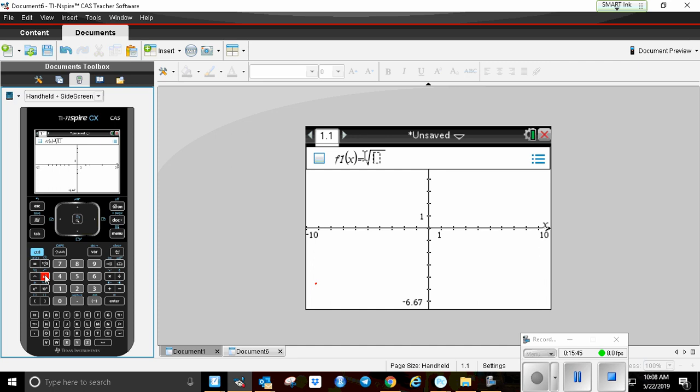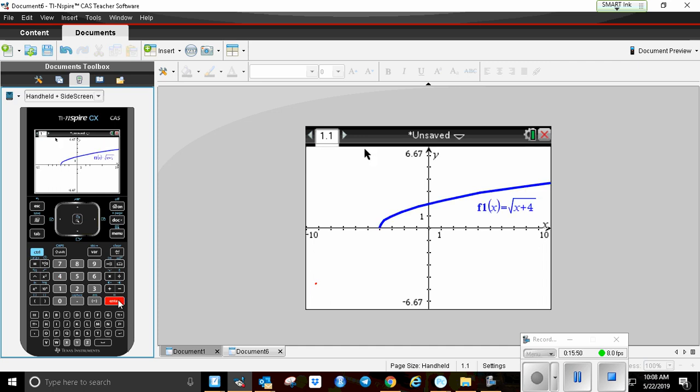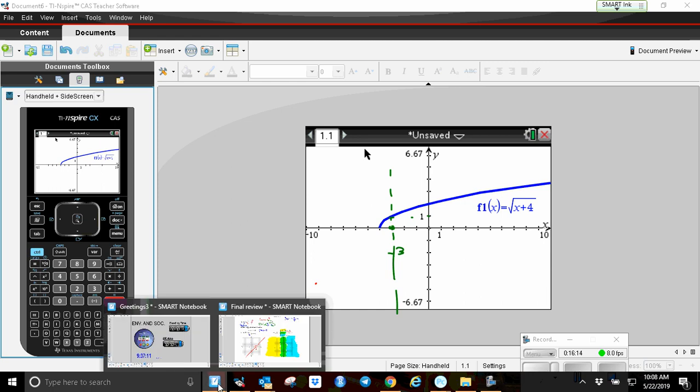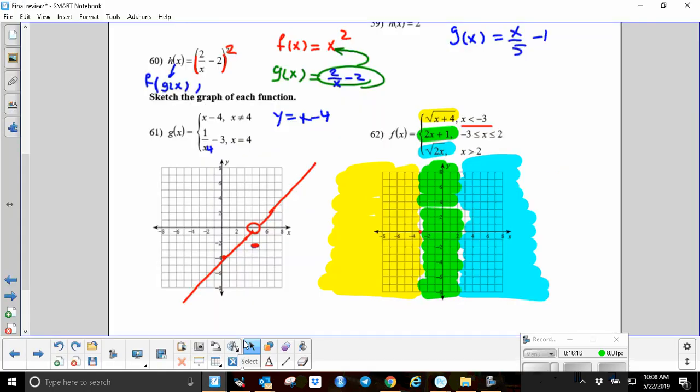x plus 4. You see how it's going like that? What section do we need? Less than -3. So everything. So start. That's what I'm going to draw on my paper. It starts from -4 and it goes right here. Boom. That's my section.